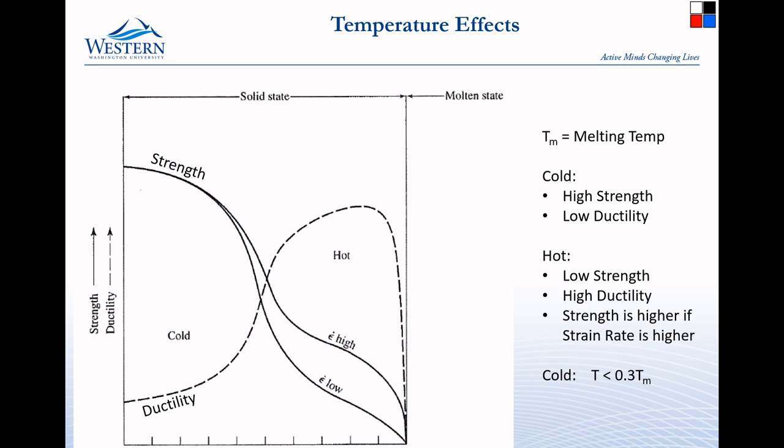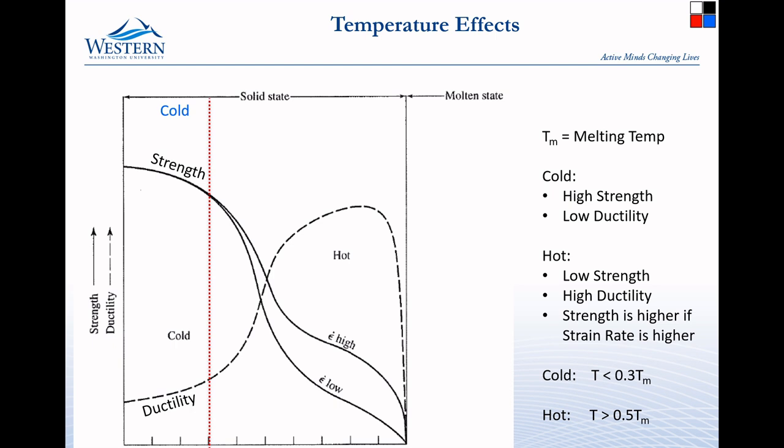We're going to define cold as less than 30% of the melt temperature. So it is the area where this is fairly linear and fairly level. There's not much strength change between 0 and 0.3 times the melt temperature. A little bit, but not very much. We're going to define the hot region as above half the melting temperature.